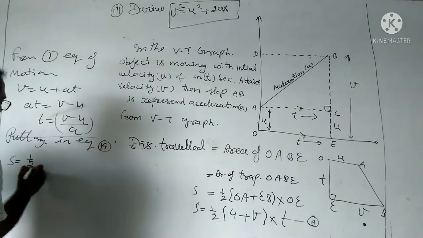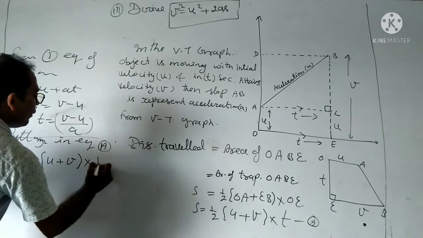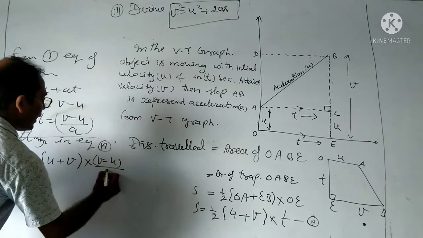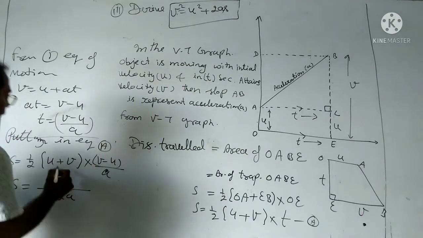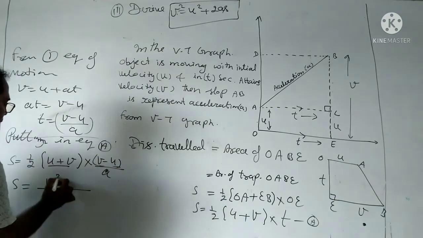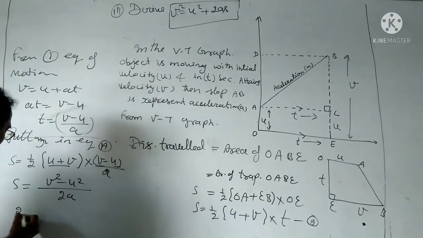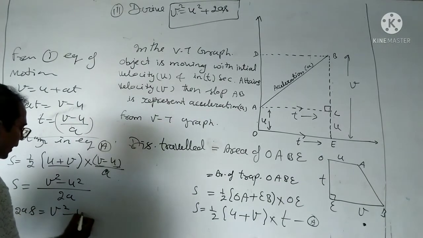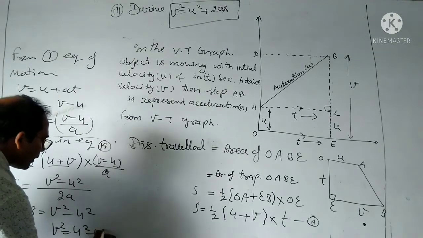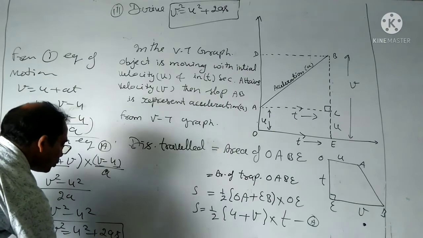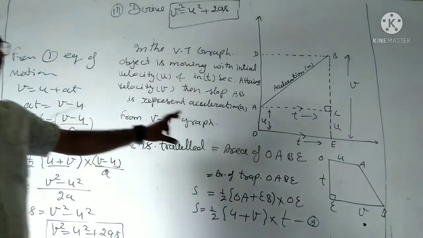S equals to 1 upon 2 into U plus V into V minus U upon A. Okay, 2 into A, that will be 2A. Here V plus U into V minus U, we are using the identity, V square minus U square. Now 2A will go to this side, that will be 2AS equals to V square minus U square. Writing in a proper way, it will be V square equals to U square plus 2AS. So this is the way that we can represent all the three equations of motion by using the graphical method.